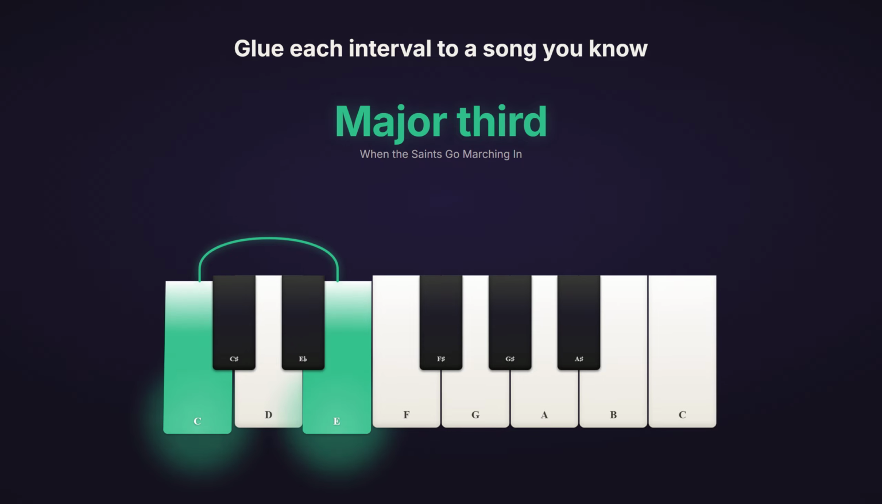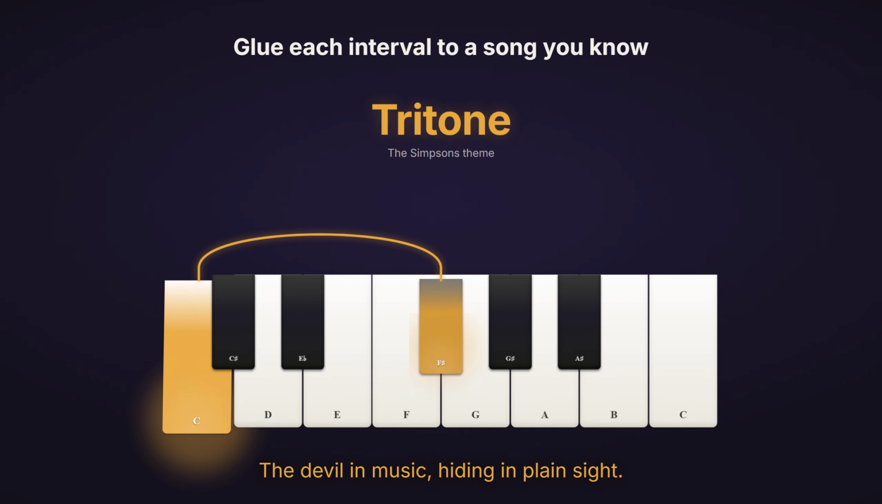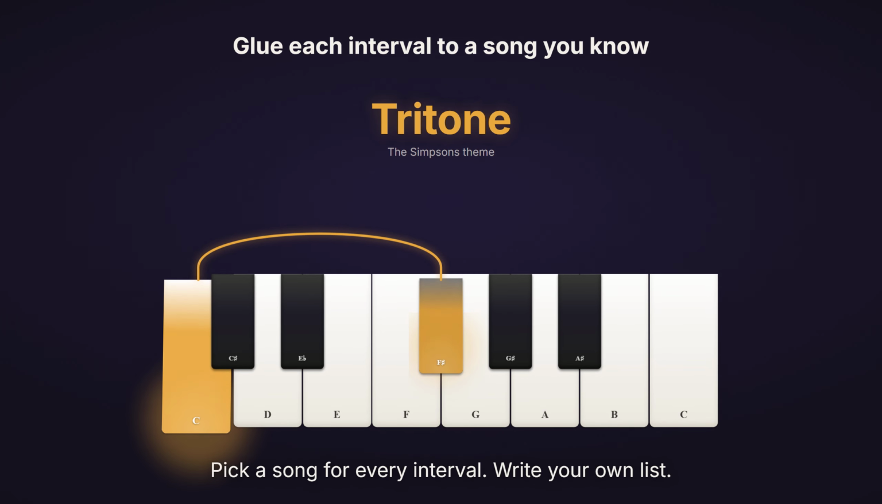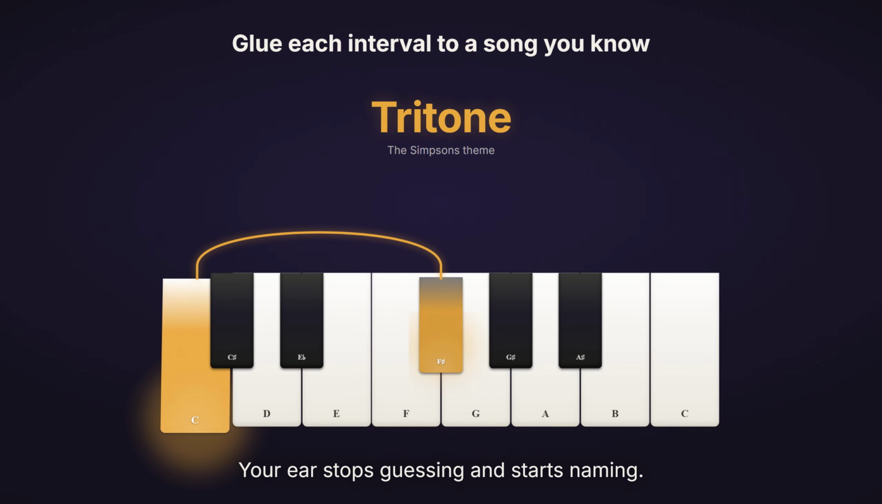And our restless friend, the tritone, lives in those first 2 notes of the Simpsons theme, the slide on the word Simpsons. That uneasy leap is the sound of the devil in music itself, hiding in plain sight on primetime television. Pick a song for every interval, write your own list, the cheesier and more personal the better. Then hum your song whenever you are unsure, and within a few weeks your ear stops guessing and starts naming. This is the difference between knowing about music and actually hearing it.